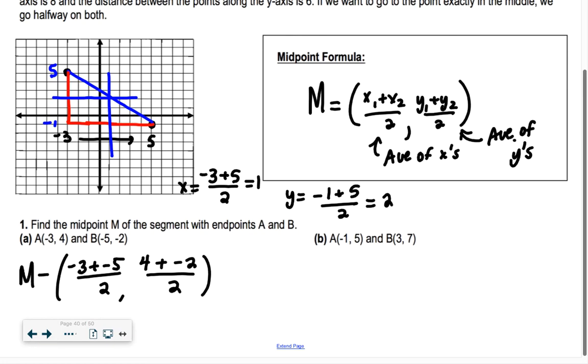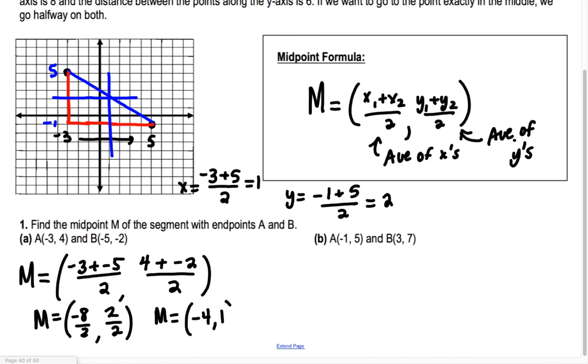This is going to be M, which stands for midpoint. A little m stands for slope. Do you guys remember a little m from algebra? So we're using a capital M. So when we do this, we get negative 8 divided by 2, and we get 2 divided by 2. So our midpoint is what?